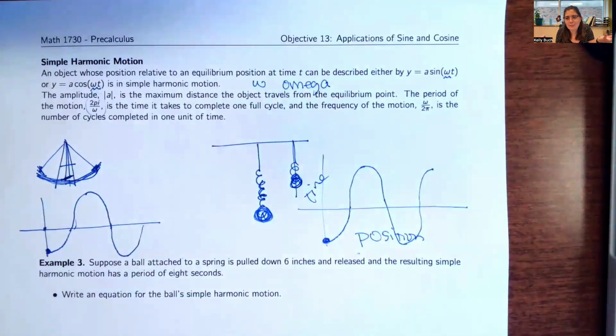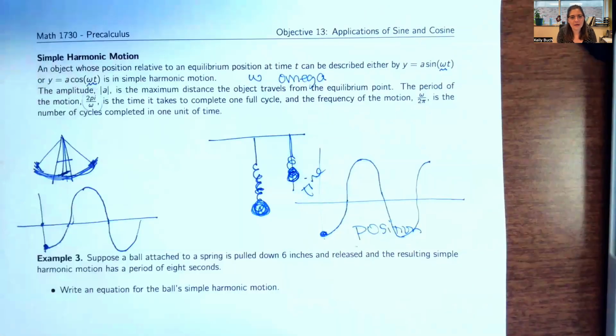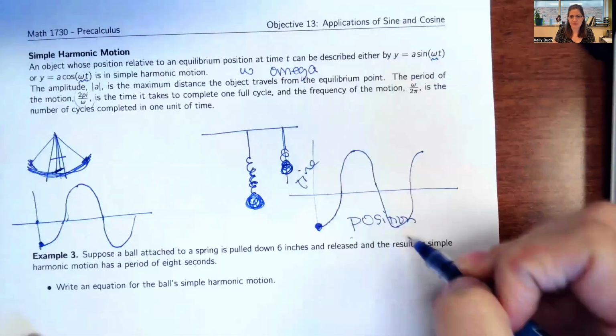It's just like the B. You could call it B if you wanted, but I just wanted to show you that sometimes physicists will use omega instead. So the period is 2 pi over omega, just like we're used to. And again, the period is the amount of time that it takes to complete one cycle. So how much time it takes to go from here to here.